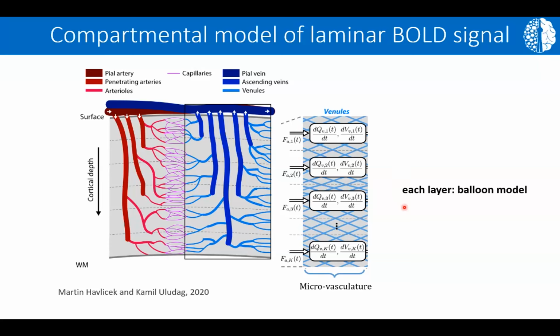Now, if we take the first part of my talk, we could model each of the layers the same way as we model standard resolution fMRI. For each layer, blood flow goes in, and we have a change in oxygenated hemoglobin, indicated by Q, and volume, indicated by V. For each layer, we would have a separate model. So if we have 6 layers, we have 6 different independent models of the hemodynamic response.